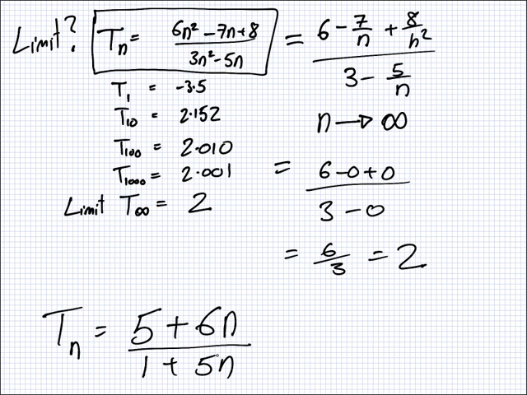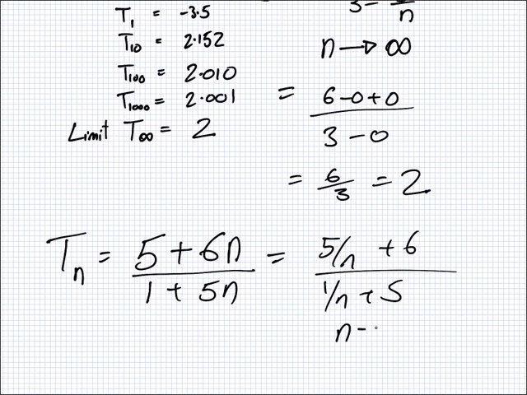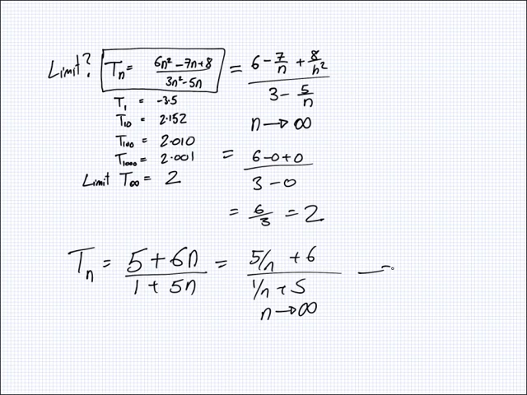Six over 5. Yeah, what do you divide by? You divide by n. Yeah, so this is 5 over n plus 6 over 1 over n plus 5. Then you make n go to infinity. And so this will become 0 plus 6 over 0 plus 5. So the limit is 6 over 5.